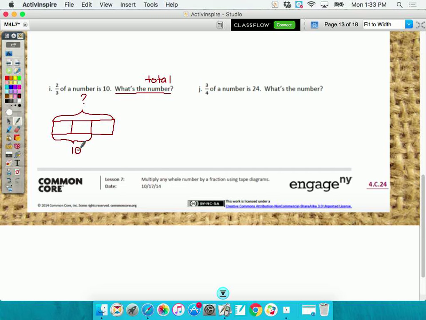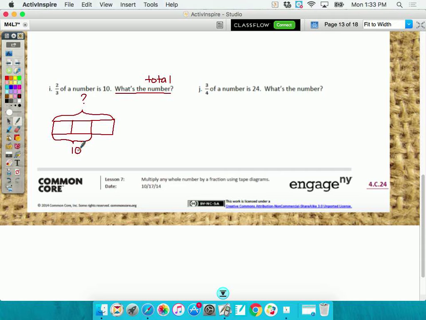Okay. What do I already know? I know 2/3 is 10. So here's how you write it. Now, do you already know the answer of what the number is? It's 15. Right away, I can see. What can I see? 10 divided by 2 is 5. So that's what we're starting with.